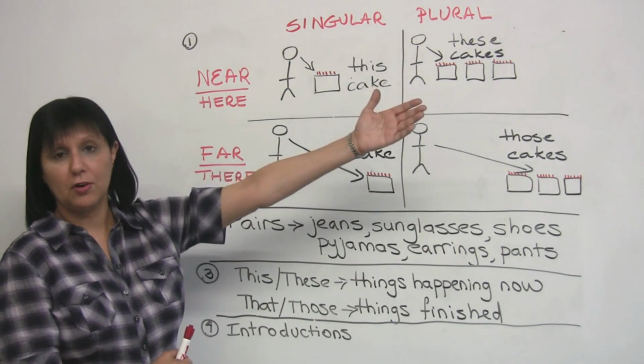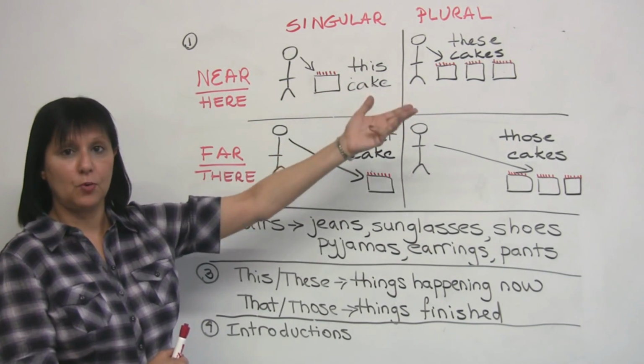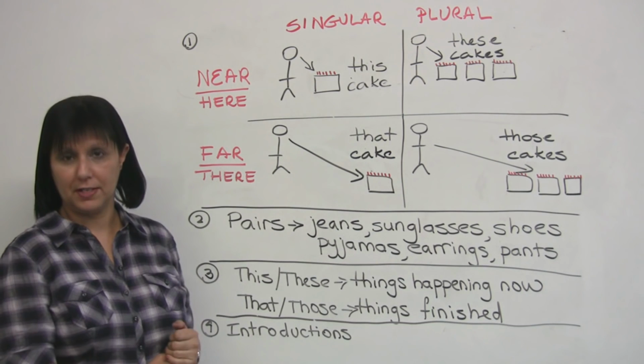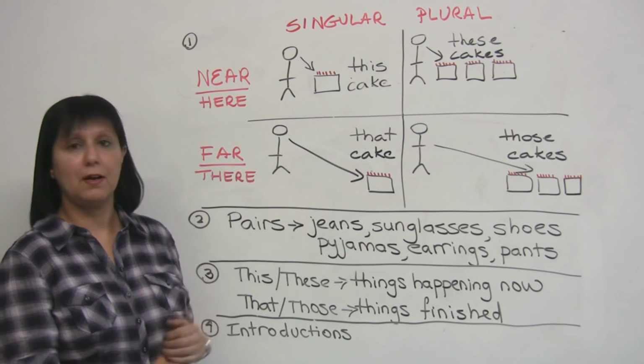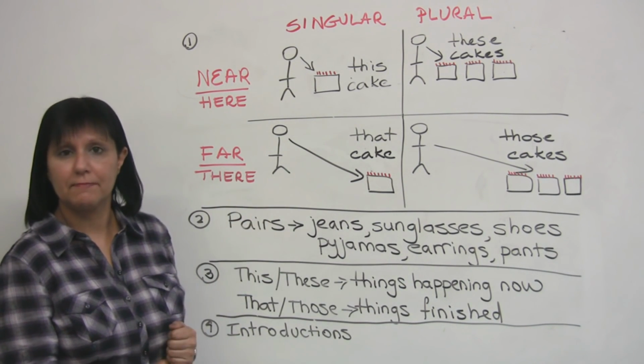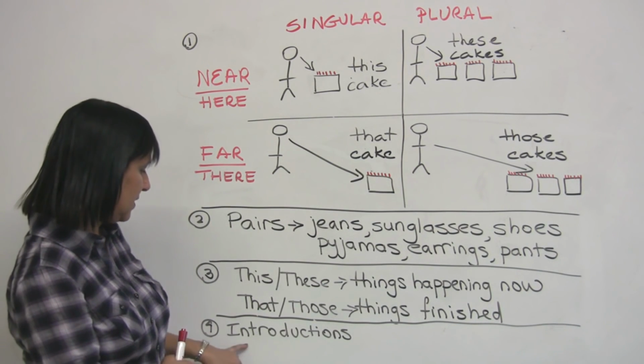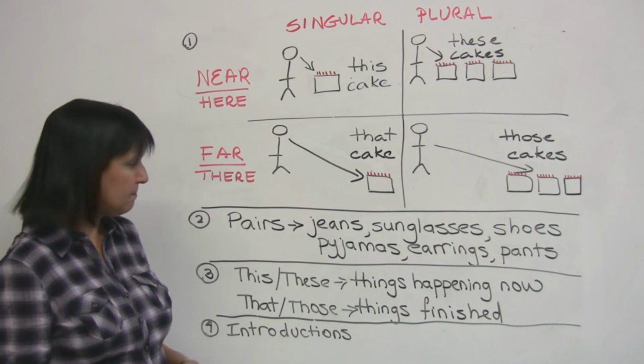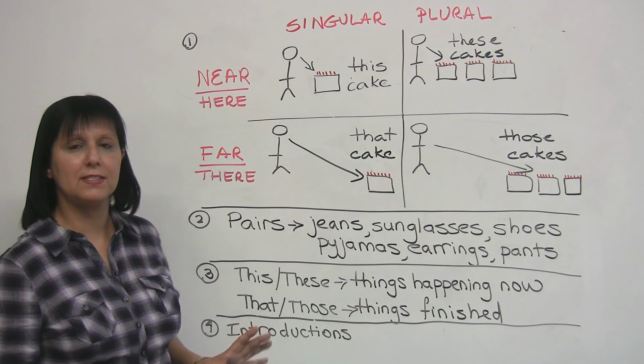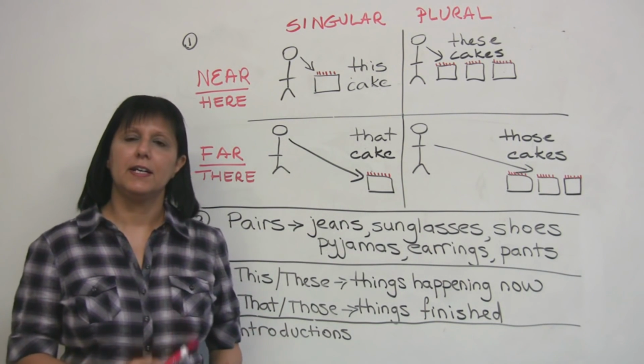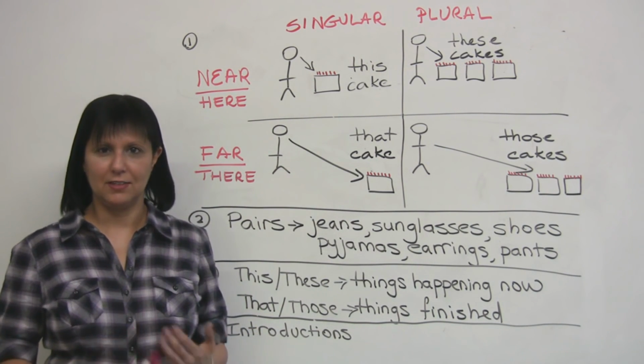Now, if your relative or your friend is far away, you could say, that's my friend, John. That's my girlfriend, Mary. Okay, like that. Those kind of introductions could also be made. So these are the 4 points to keep in mind regarding this, that, these, and those.